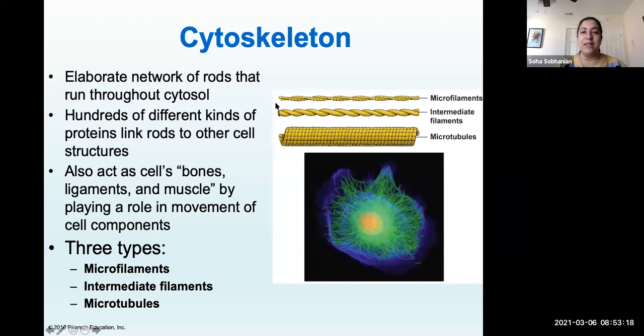The smallest one is microfilaments. Somewhere in the middle are intermediate filaments. And the one that looks like a tube, which basically has an empty center, is called microtubules.